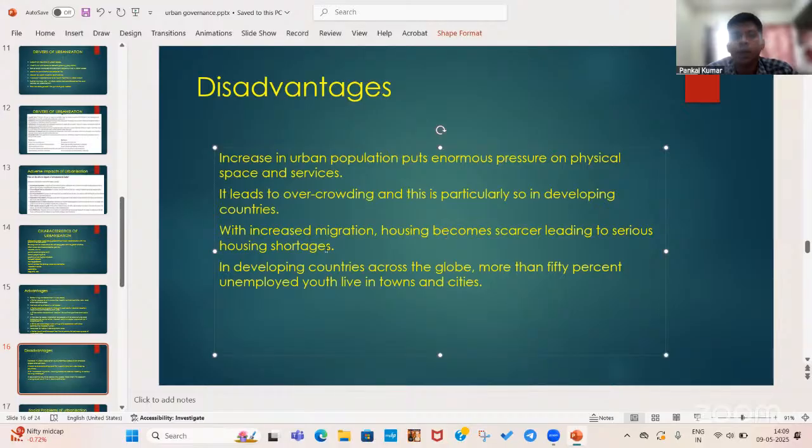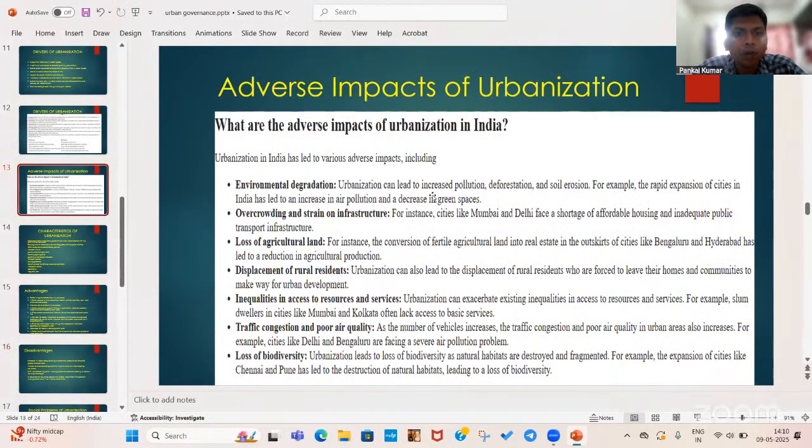Okay. Then in developing countries across the globe, more than 50% of the unemployed live in towns and cities. This is also very important data. More than 50% of unemployed people live in towns and cities. Okay. Then there are some adverse impacts of urbanization, and there are social problems of urbanization that we will also discuss. So let us first discuss the adverse impacts of urbanization. What are some adverse impacts of urbanization? Impacts of urbanization can be both positive and negative. Okay. So adverse impacts of urbanization particularly means negative impacts, right?